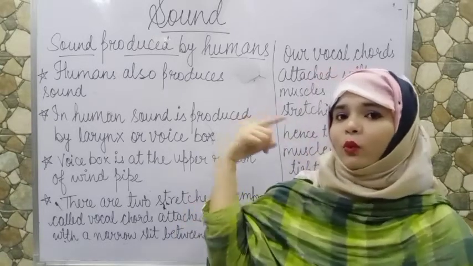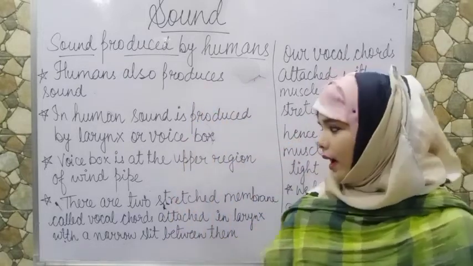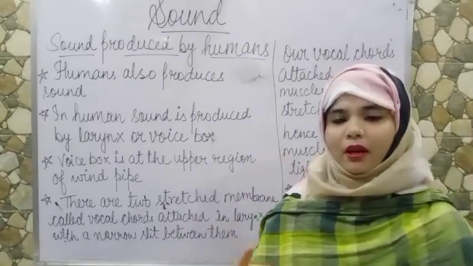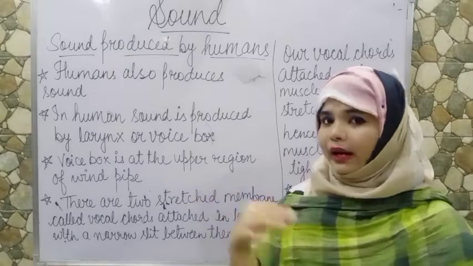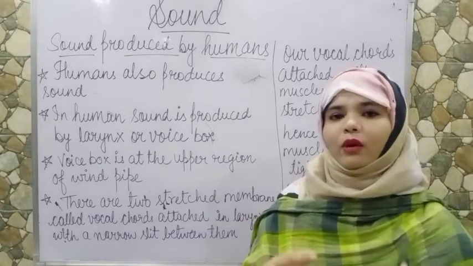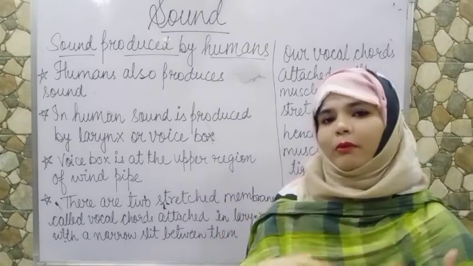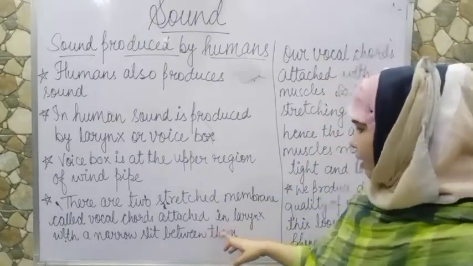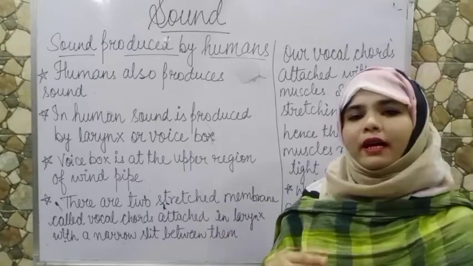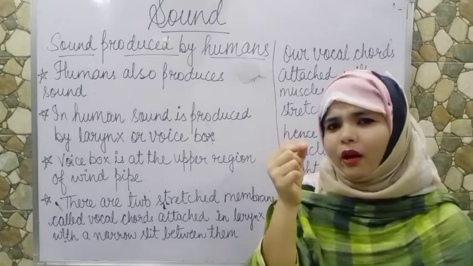Remember that vibration needs forward and backward movements. That's why our vocal cords have two stretched membranes, which can move to and fro. The membranes go loose and tight, loose and tight, and that produces the vibration. These membranes are attached in the larynx with a narrow slit between them, with a narrow layer of skin.